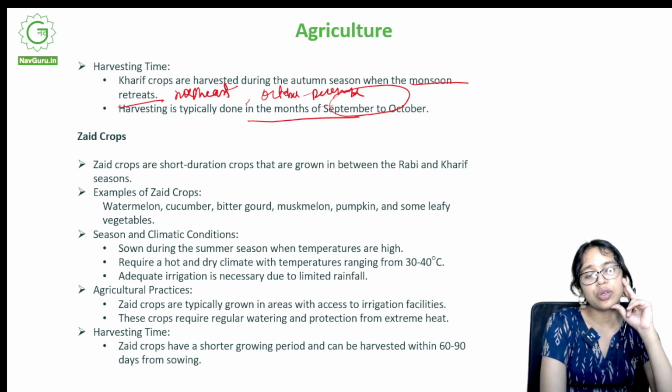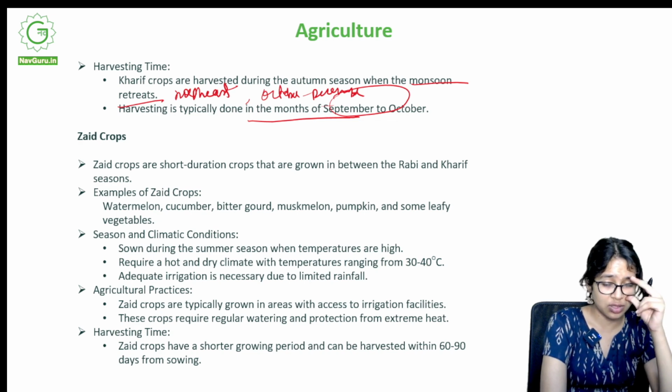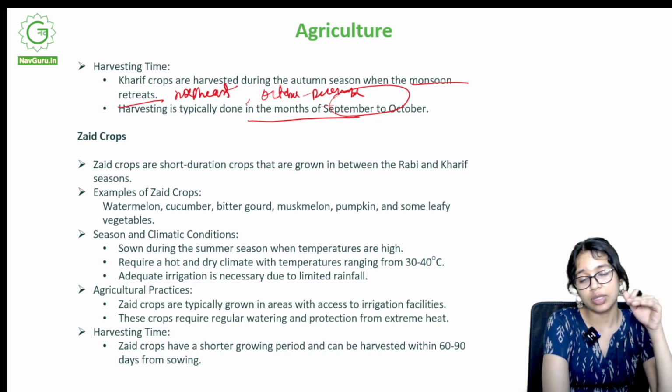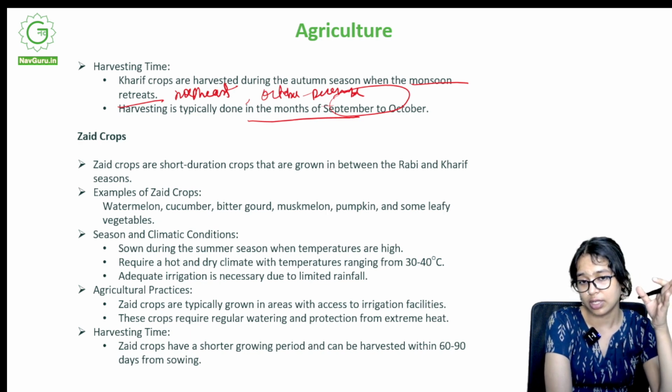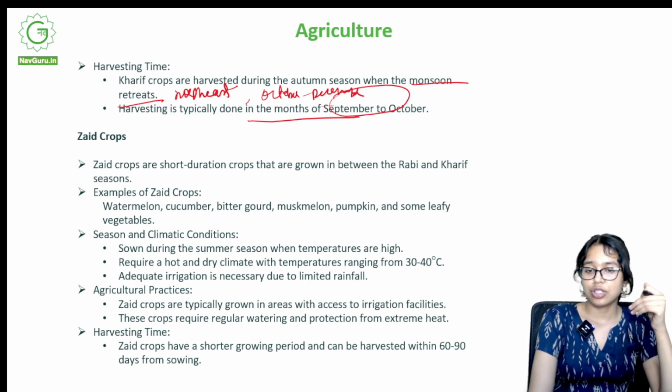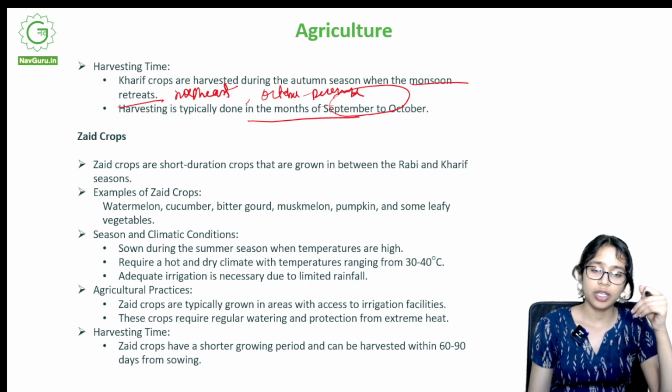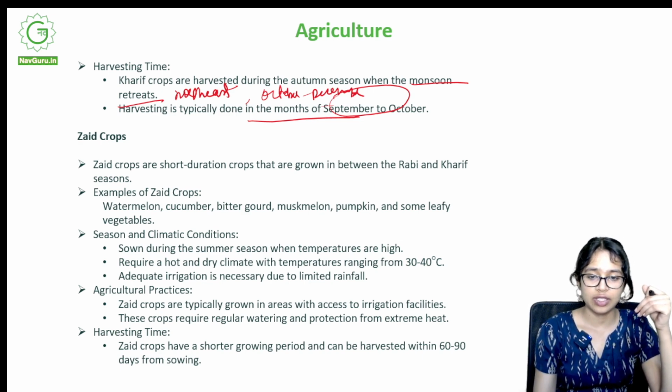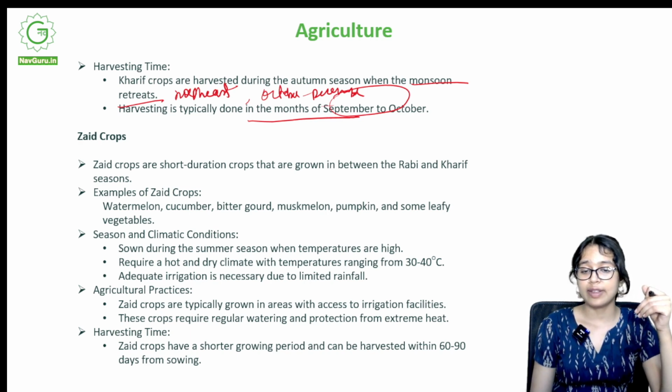So Zaid crops are grown during the summer season when the temperature is very high, and they require a hot and dry climate with temperatures ranging between 30 to 40 degrees Celsius. Adequate irrigation is necessary due to limited rainfall. Agricultural practices. Zaid crops are typically grown in areas with access to irrigation facilities. These crops require regular watering and protection from extreme heat. Harvesting time.